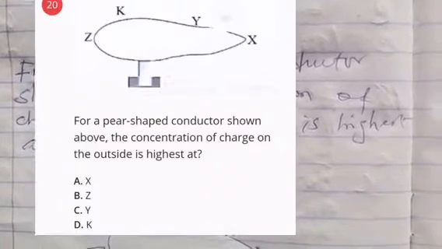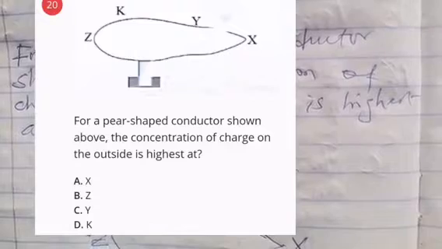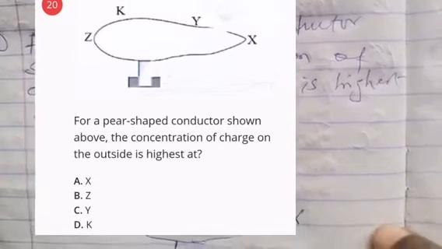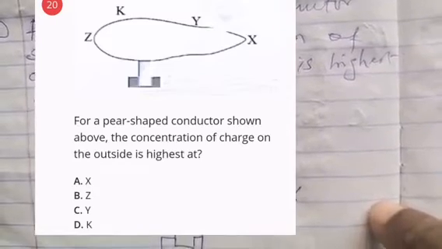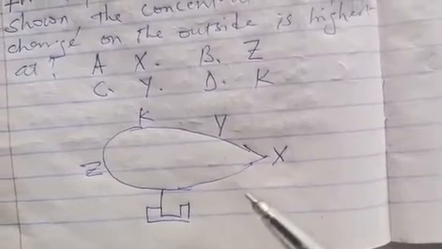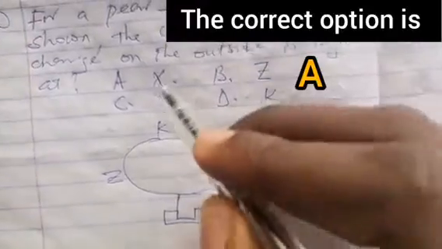Question 20 says for a pear shape shown above, the concentration of charge on the outside is highest at option A says X, option B says Z, option C says Y, option D says K. Let's take a look at the diagrams. The question is about concentration of charge, and the charges are concentrated at point X. So we have the highest charge found concentrated at point X. So the correct option is option A.